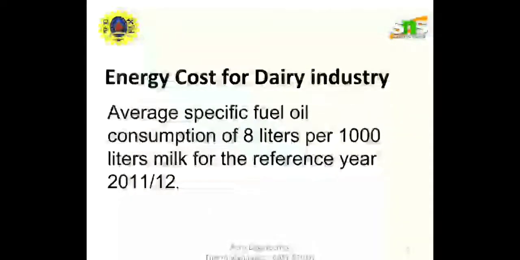Energy cost for the dairy industry. Average specific fuel oil consumption of 8 liters per 1000 liters of milk for the reference year 2011 to 2012.